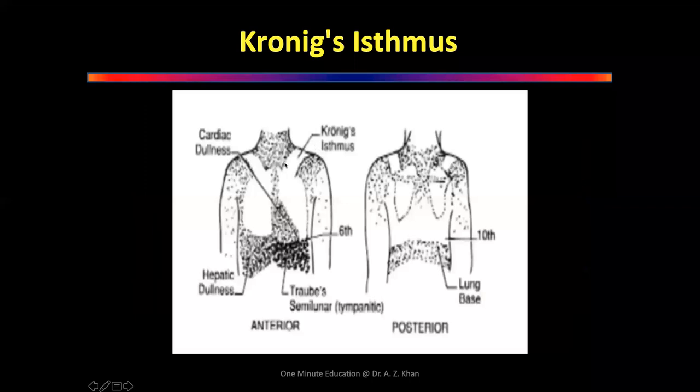This band is important across the two shoulders. It's on both sides, and normally it is resonant. When you percuss it, it is resonant. But it becomes dull when there is presence of a Pancoast tumor or a thoracic outlet tumor or a thoracic outlet neurofibroma, neuroma, lymphadenopathy. All of these will give you dullness in the Kronig's isthmus.